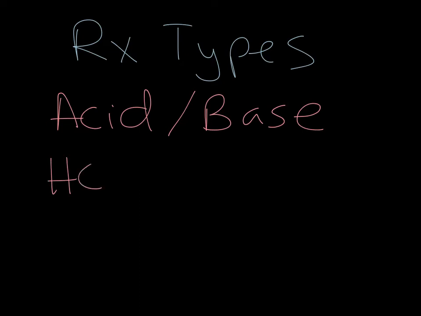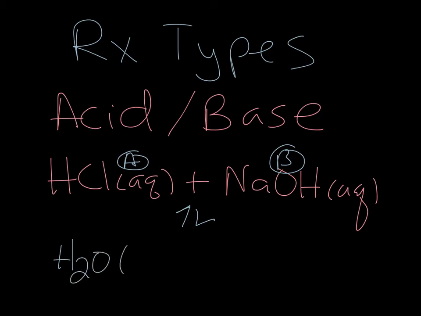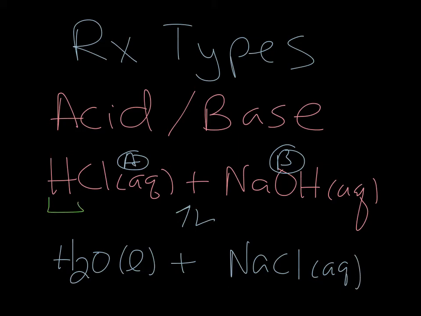So we'll use HCl aqueous plus NaOH aqueous. So HCl is my acid and NaOH is my base. And in an acid-base reaction, the products are going to be water and a salt. So my salt will be NaCl aqueous. So the water comes from the H on the acid and the OH on the base.